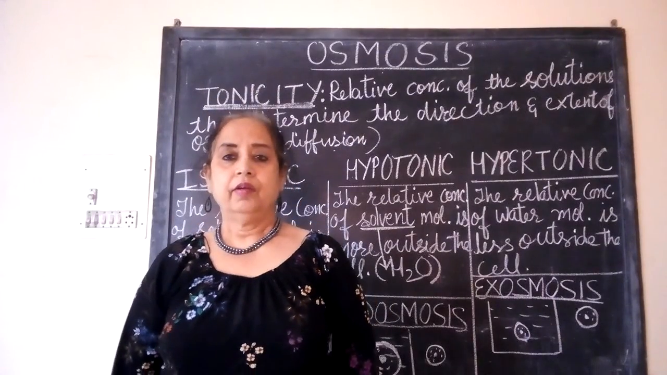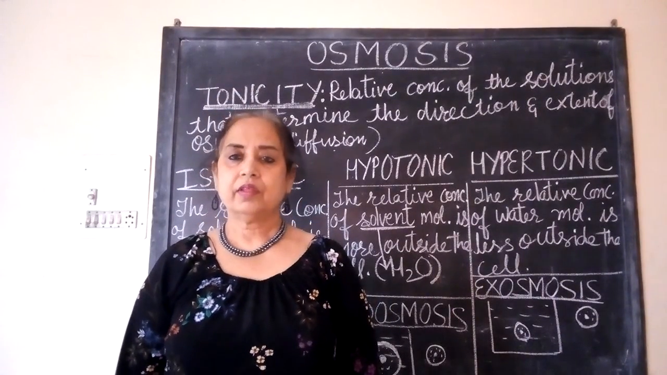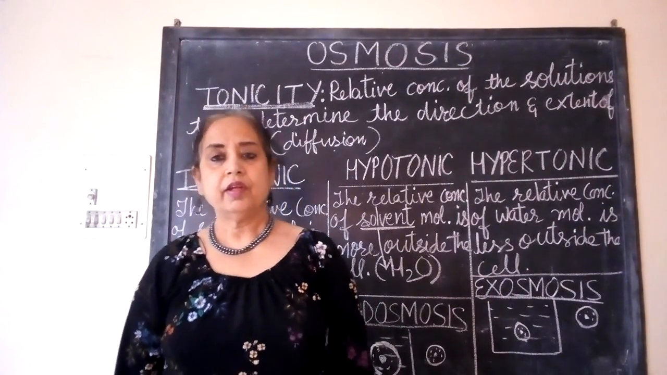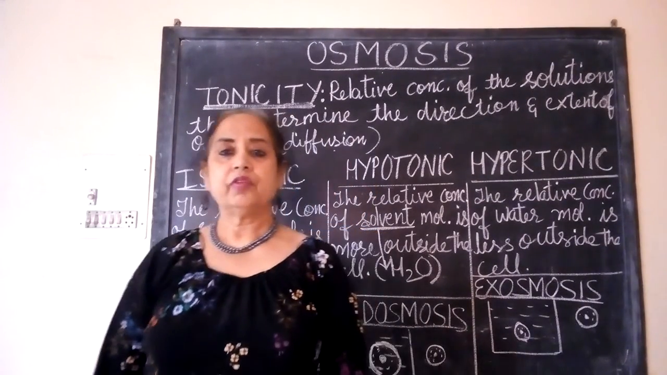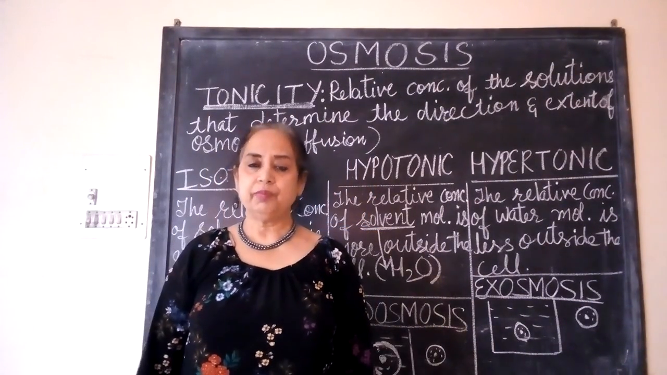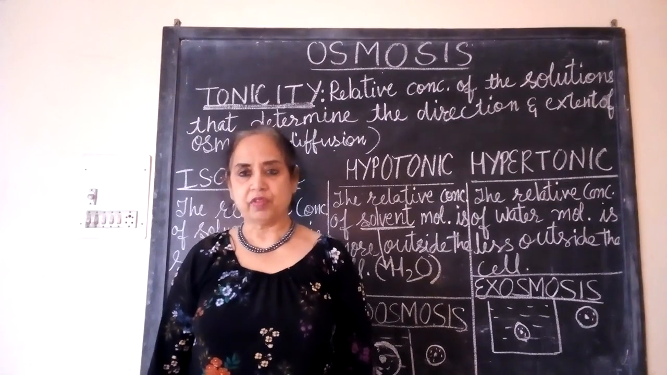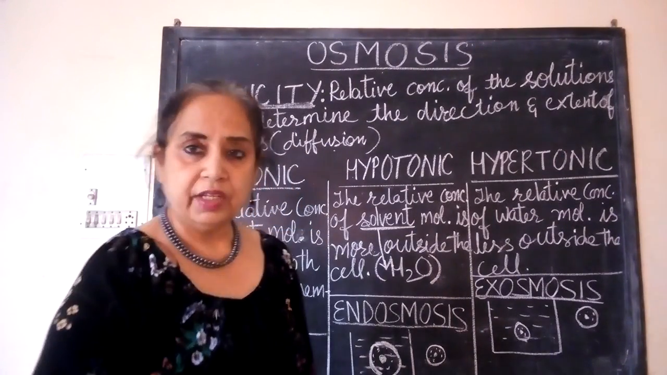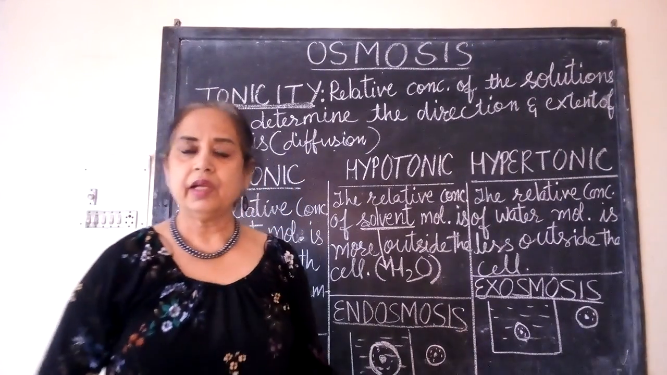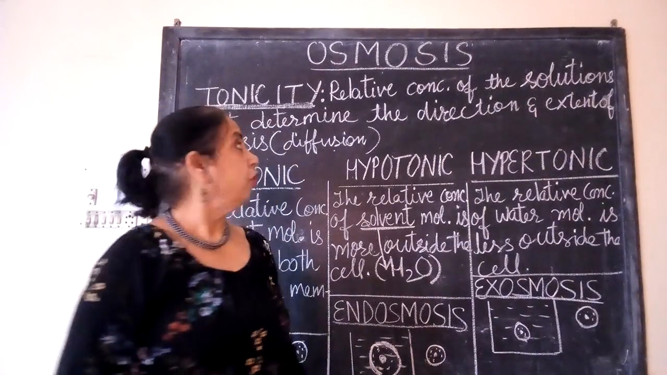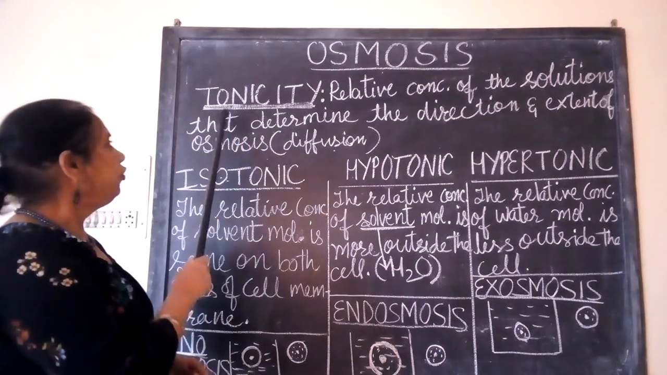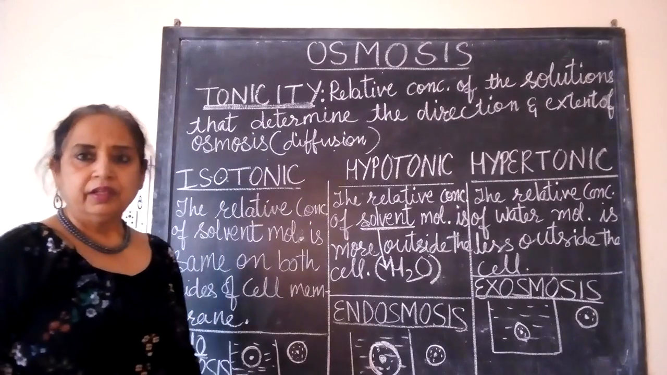Students, when we are to discuss the topic of osmosis, we should be clear about certain terms. The terms which we will be using in the topic of osmosis are tonicity, hypertonic, hypotonic and isotonic. So first of all, what do we mean by tonicity?